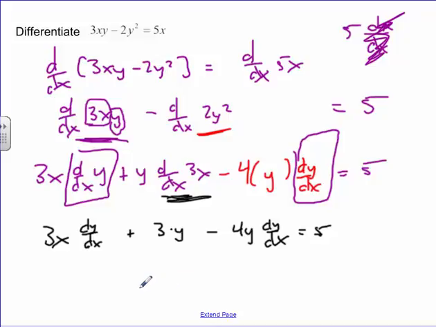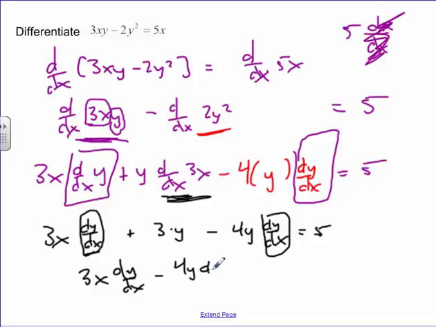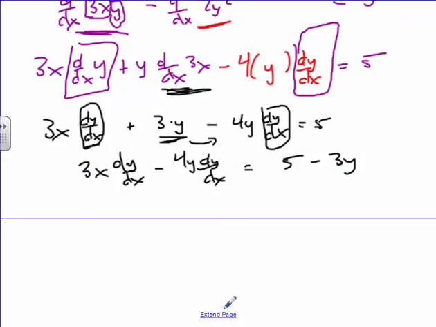Okay, so next thing we need to do then is we need to isolate for our dy over dx's. And one of the ways I'm going to do that is I'm going to combine them all on the same side of the equation and bring everything else to the other side. So I'm going to keep the 3x dy over dx on this side of the equation. I'm also going to keep the minus 4y dy over dx on this side of the equation. On the other side is going to be the 5, and I'm going to subtract 3y because I'm going to bring this term the other way.